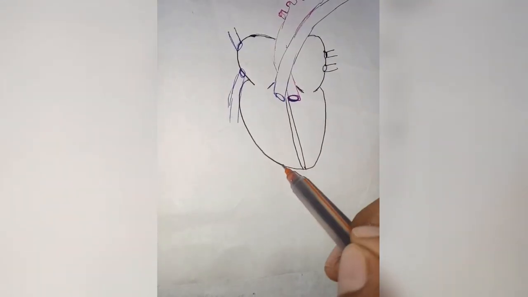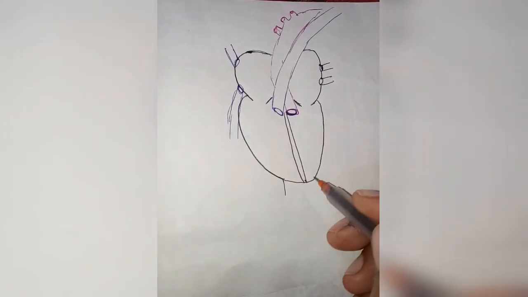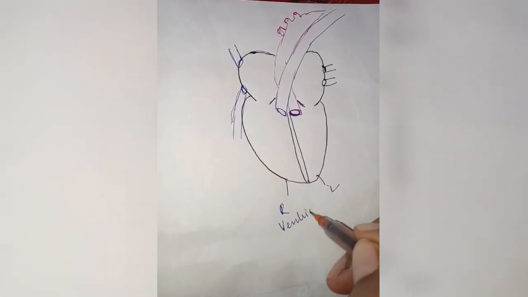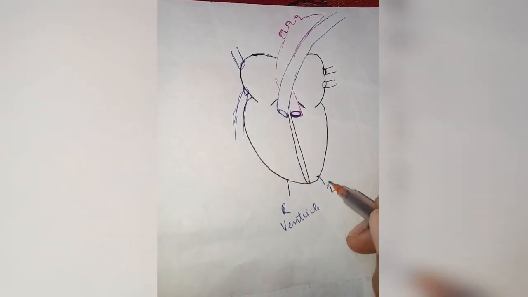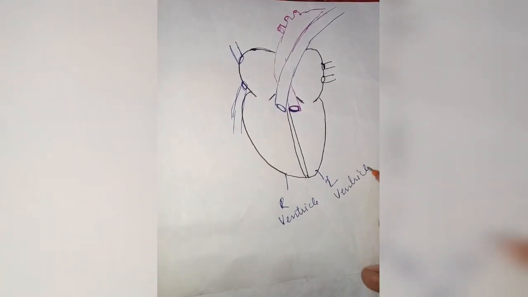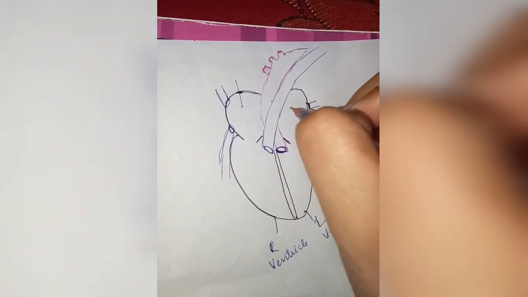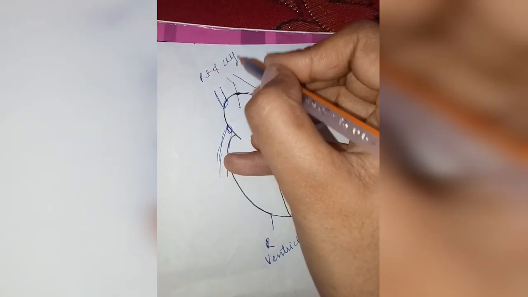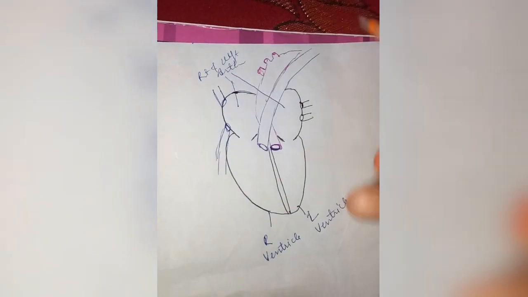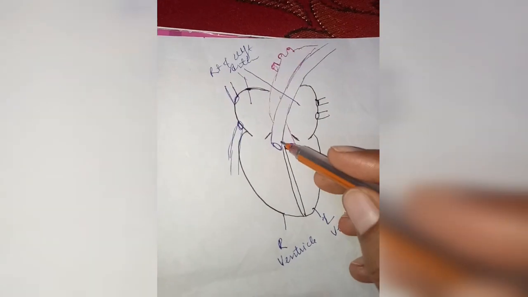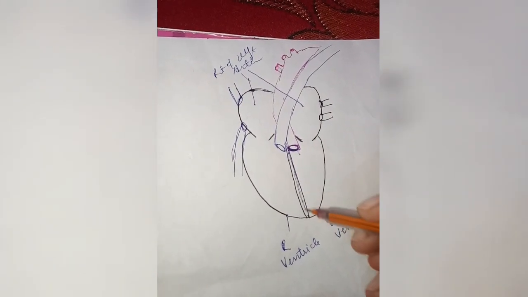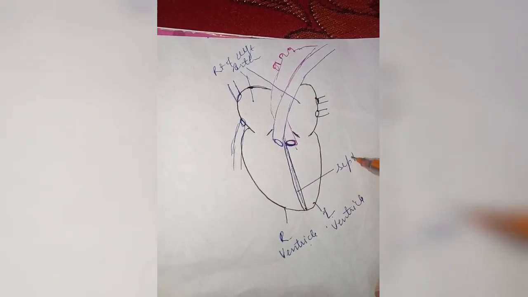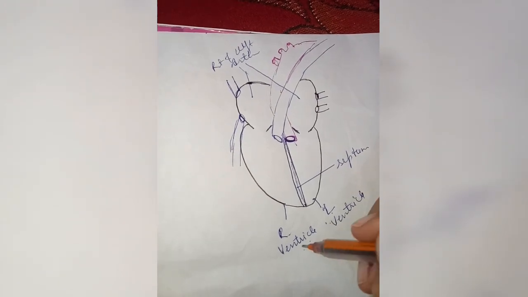Heart is made up of 4 chambers. The lower chambers are known as right and left ventricle. And the upper 2 chambers are known as right and left atria. This middle line present between right and left ventricle is known as septum. It separates both the ventricles.